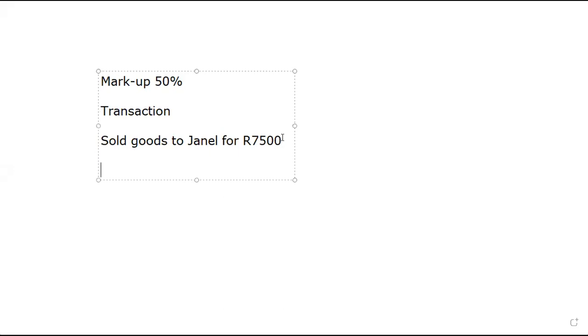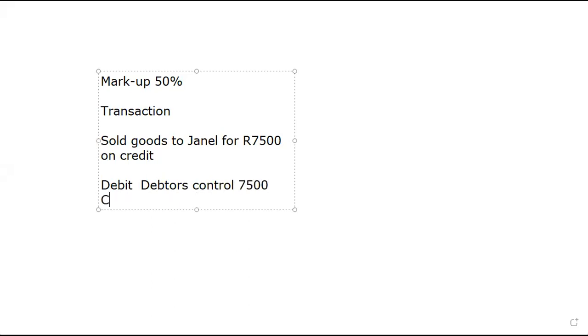Now, how do we record the accounts that are affected in this transaction? Number one, you need to debit. Say, for example, these goods were sold on credit. You debit the debtors control with the selling price, 7,500. Credit sales, 7,500.